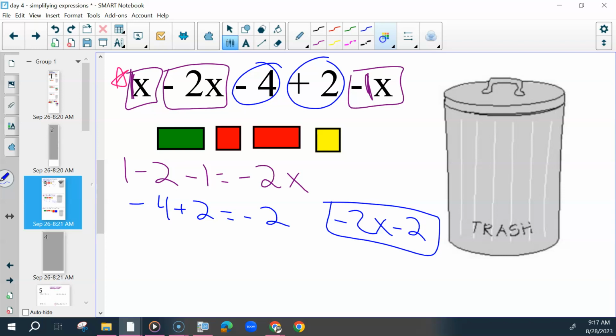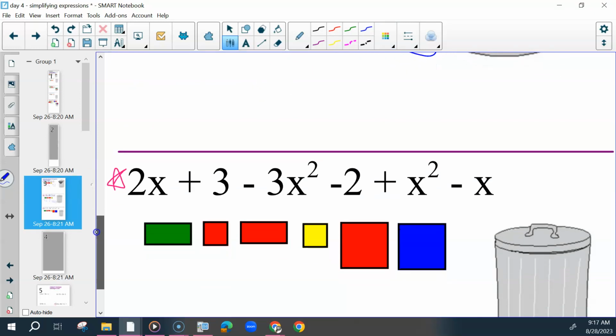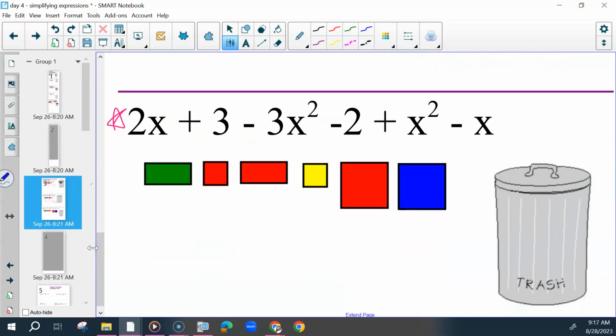I want you to try this last one. So be careful here. The x's can't go with the exponents like we talked about last week. So find those like terms, group them together, and then combine them.